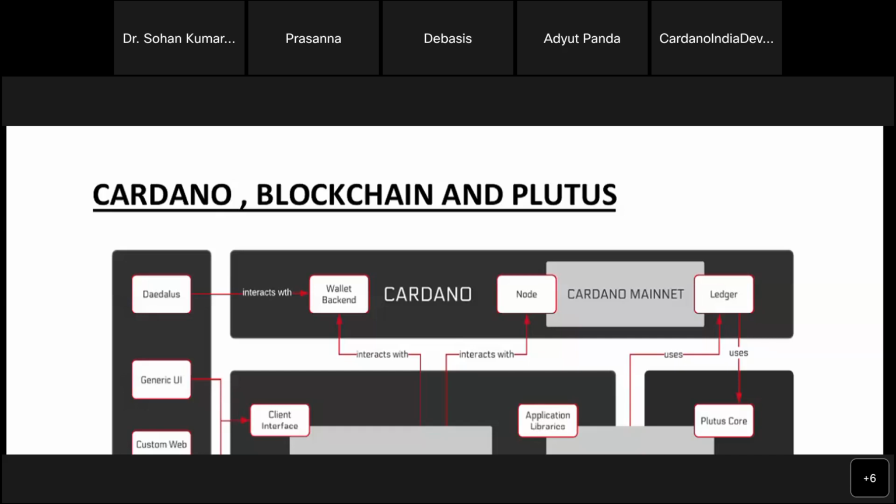And the most important part is that the blockchain, which is a distributed application, was defined by Satoshi Nakamoto. Yes, Satoshi Nakamoto.